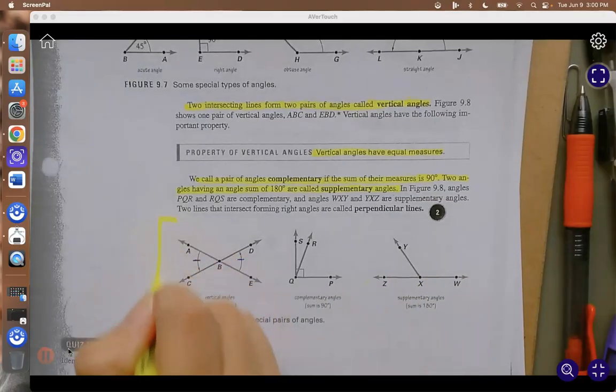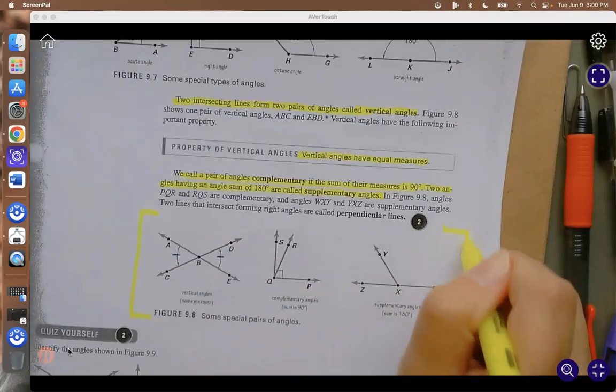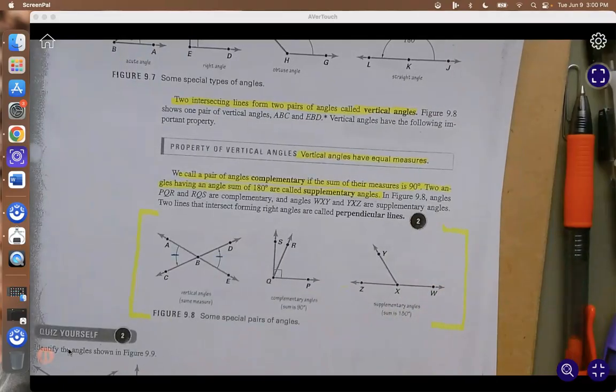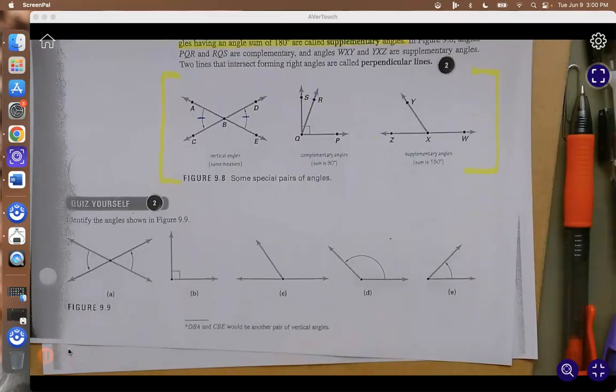So I'm just going to box this in, so if you need to look back at that. Now, I want you to look at Quiz Yourself 2, and I want you to try to determine what type of angles are shown in this graphic. So pause it and give that a shot.